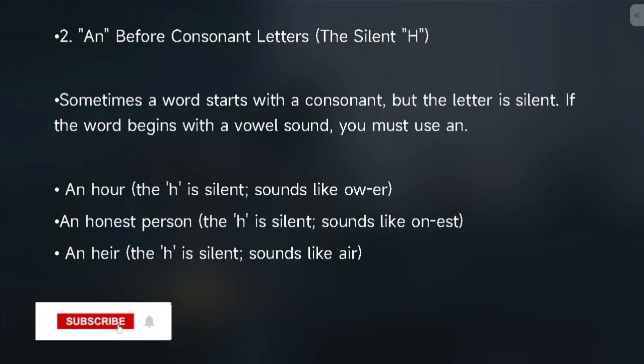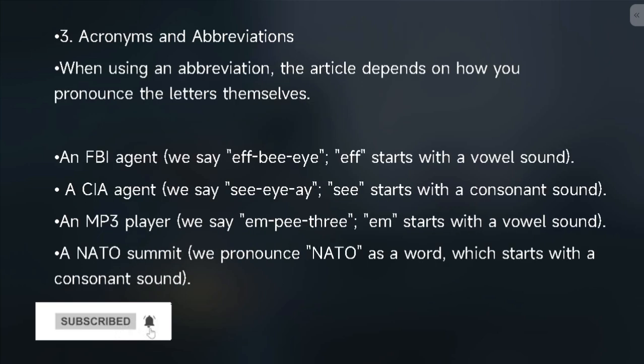And before consonant letters, the silent H. Now sometimes a word starts with a consonant, but the letter is silent. If the word begins with a vowel sound, you must use "an". Like an hour. Now can you see here? The word hour, H-O-U-R, the H is silent. We are not pronouncing the H here. Our word starts itself from "our", O-U-R. So that's the reason the article is "an" here. An hour, an honest person, an heir. So in each of these occasions, the first letter of the word is silent. Hope you got the point.